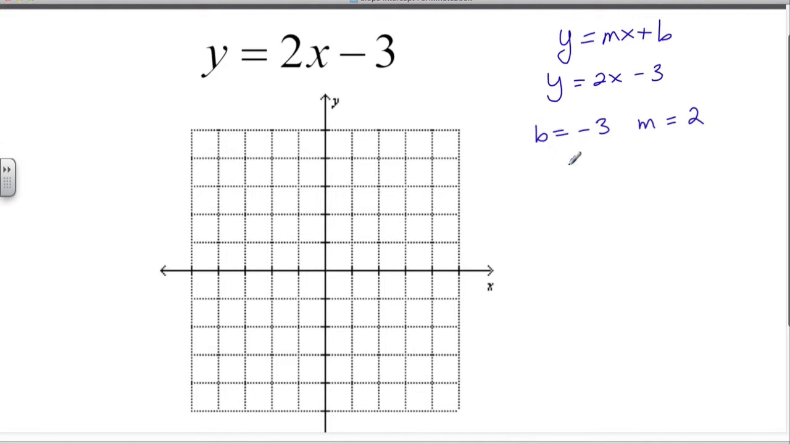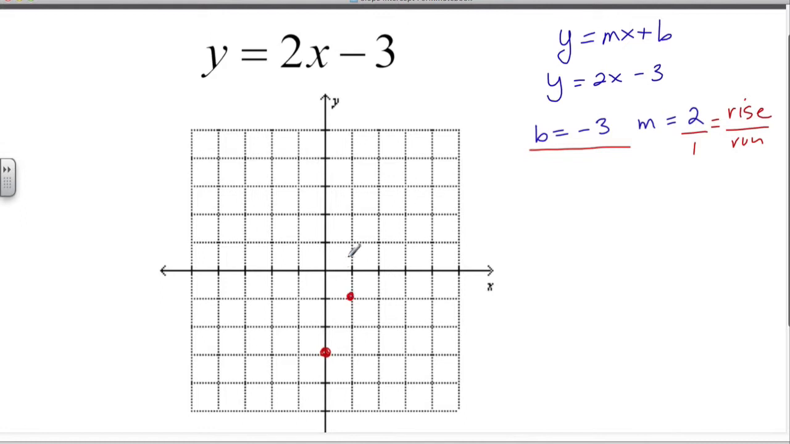So first we'll start with the slope, or excuse me, the y-intercept, -3. So we'd go down 1, 2, 3 on the y-axis. Now my slope is 2, and that's rise over run. And so remember, anytime we have a whole number, we think about that as over 1. So from here, I'm going to rise 2, and I'm going to run 1.